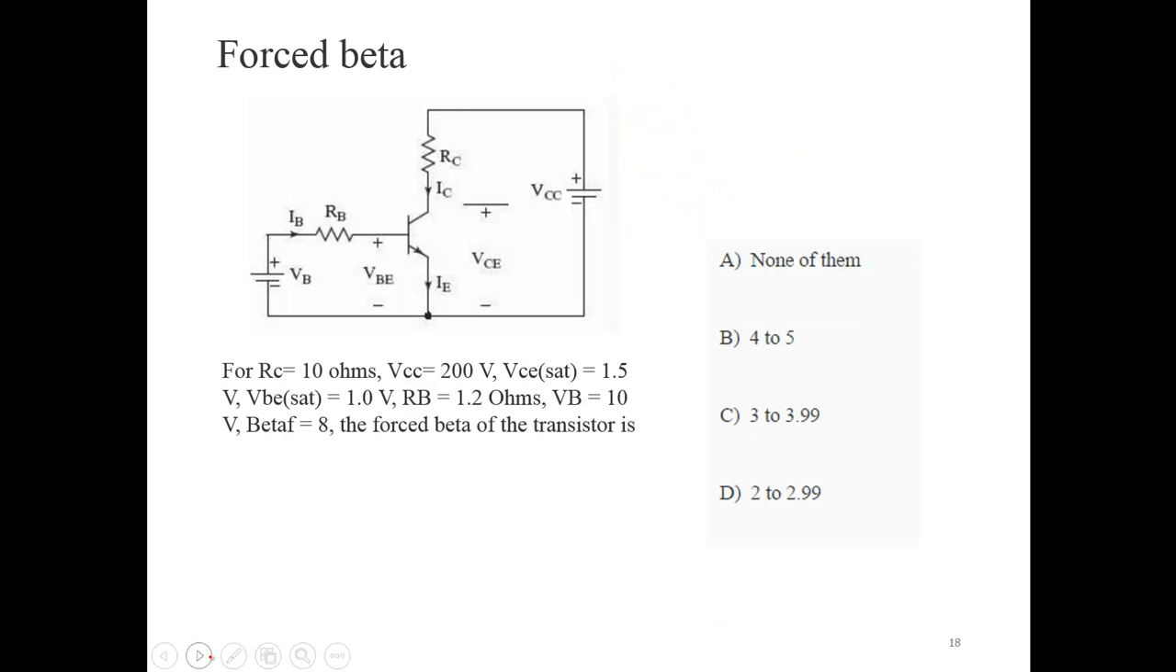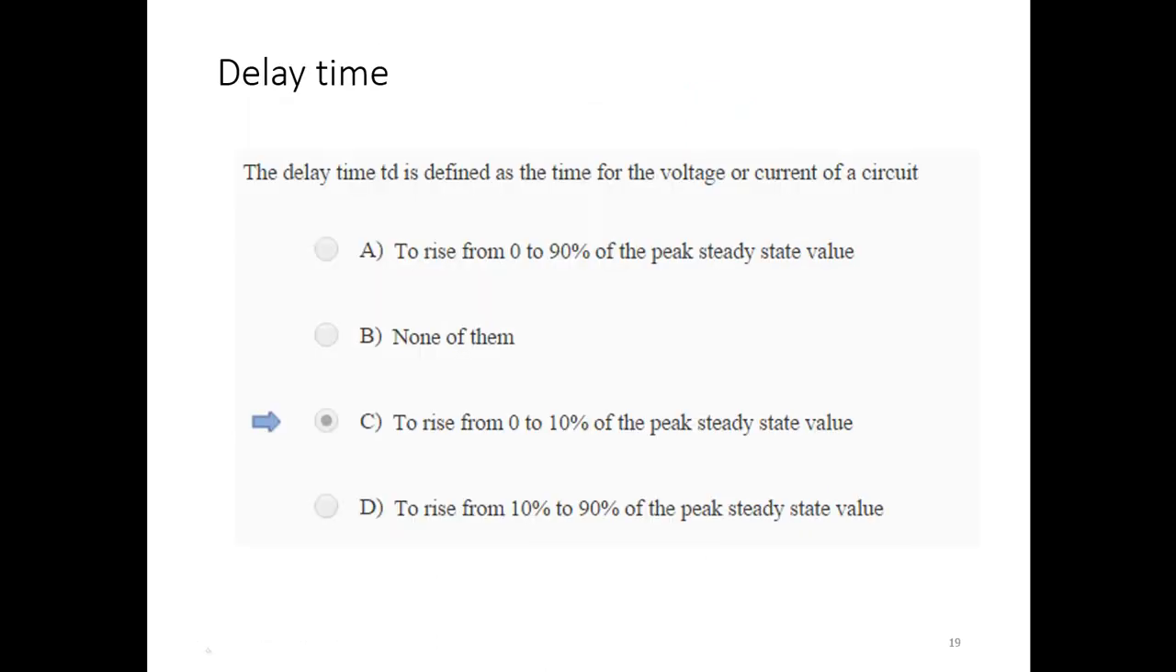The forced beta you can do the same way. The forced beta will be ICS divided by the IB. That's the beta you are applying. You're forcing the beta, which is different from the normal one, and you are asked to find this value, the forced beta of the transistors. All the values are given. Practice that from the previous problem.